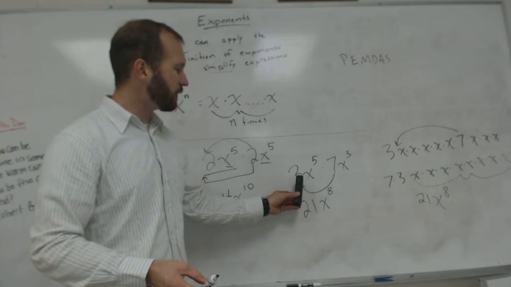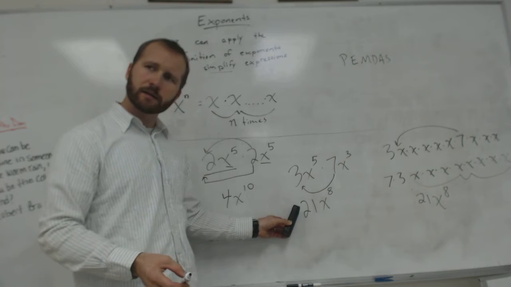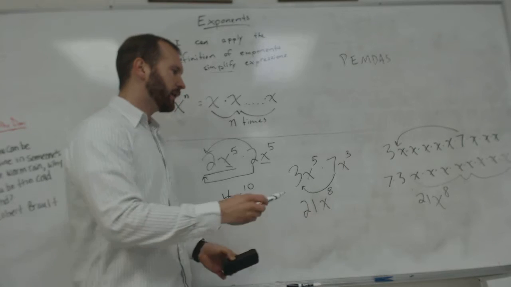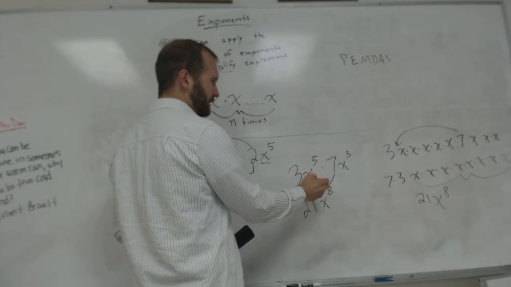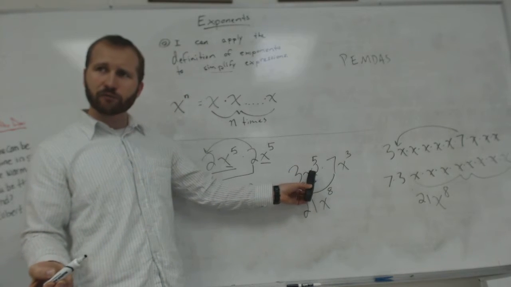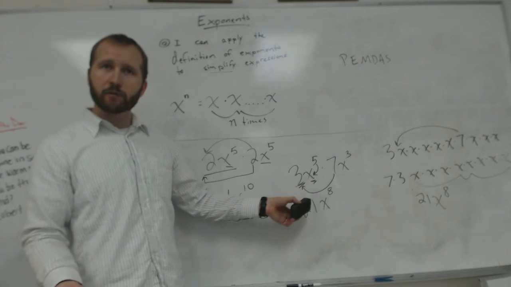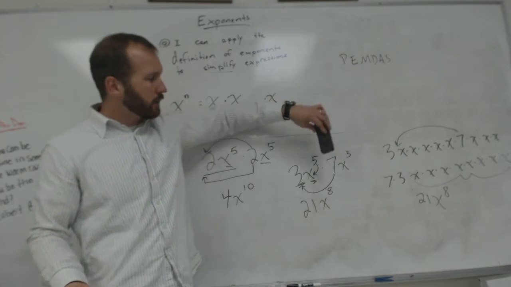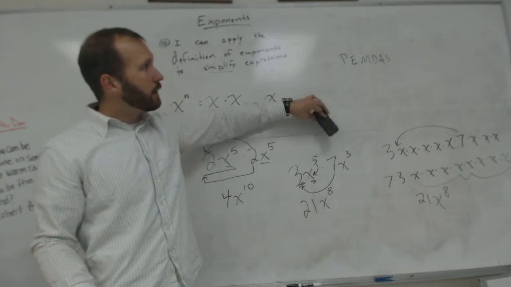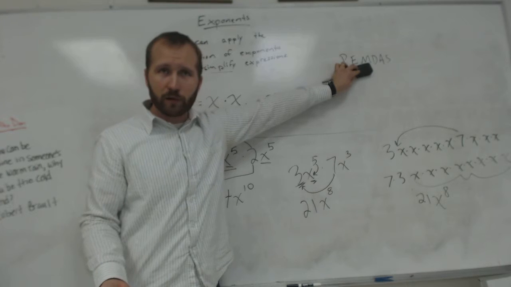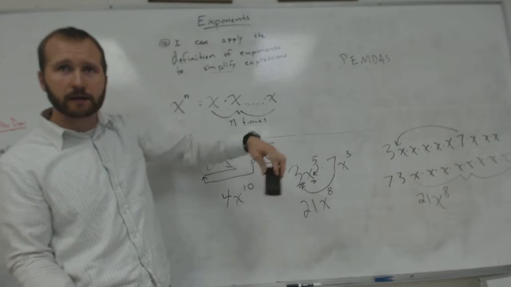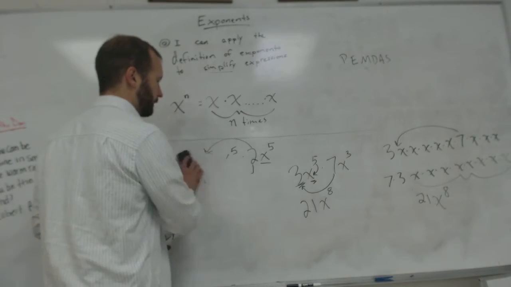So I have to keep my coefficients separate from my bases. 3x to the 5th. 3 is a coefficient. X is the base of that exponent. It only applies to the thing that it's right next to. And remember, this is because of PEMDAS. 3x means 3 times x. Exponents come before multiplication in PEMDAS. So x to the 5th happens before we multiply it times 3. Okay? All right.